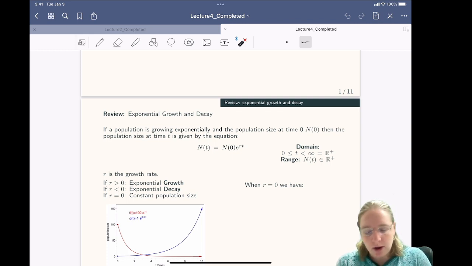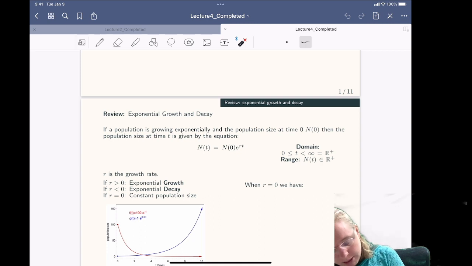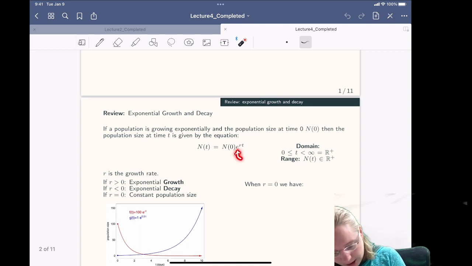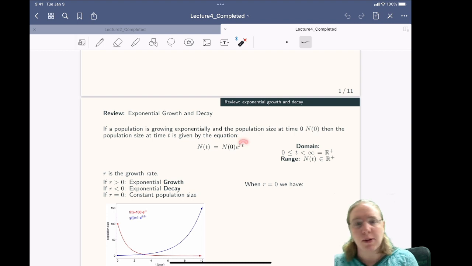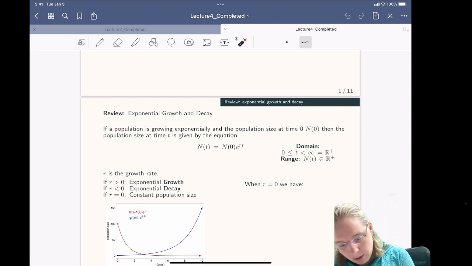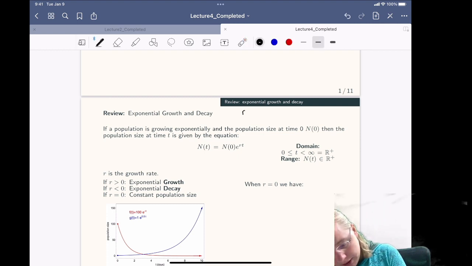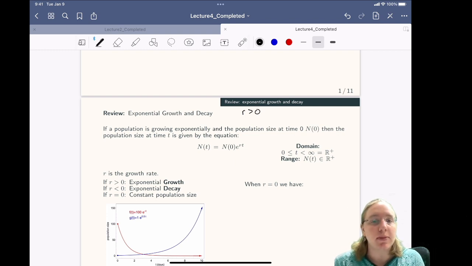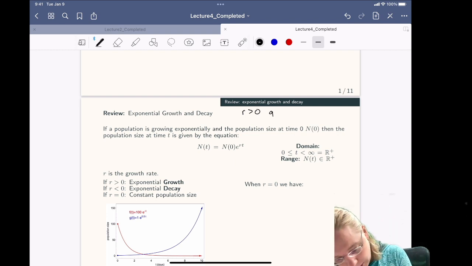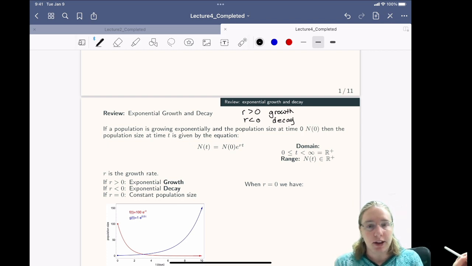In the last lecture we introduced an exponential function as anything that has a particular base raised to the exponent that has the independent variable in it. This is called the exponent. If r is greater than 0 and hence that exponent is positive, this is growth. When r is less than 0, this is decay. So you have a y-intercept of 1, and then you're either decaying or you're growing from that y-intercept.